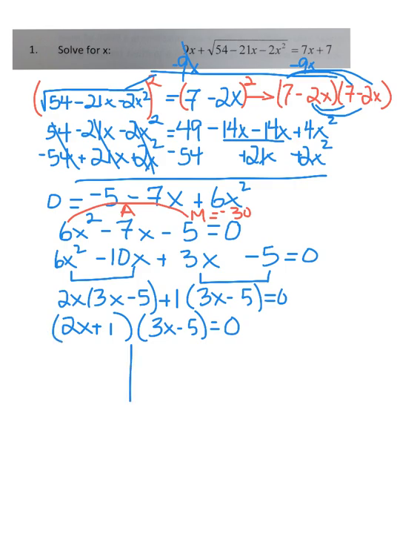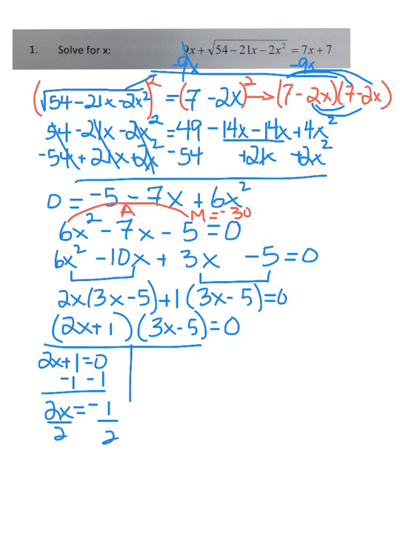Okay, let's do my little t-chart here. And I have 2x plus 1 equal to 0. Subtract 1 from both sides. So that's 2x equals negative 1. And then divide by 2. So x is equal to negative 1/2.